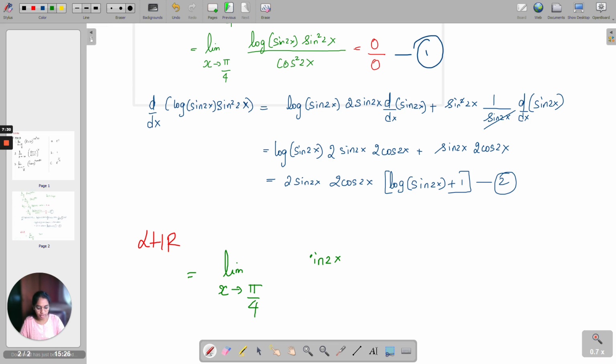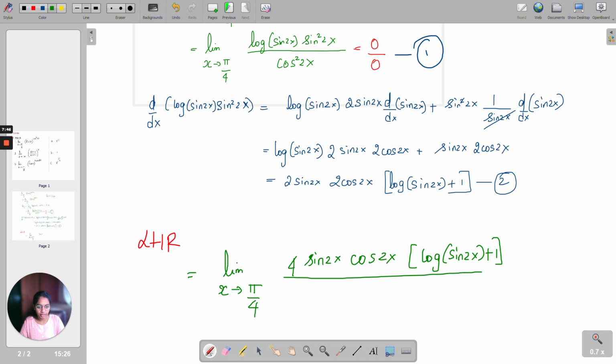So yes, 4 sine 2x into cos 2x into log of sine 2x plus 1, divided by, yes, what is differentiation of cos square 2x? Differentiation of cos square 2x is, so you would get 2 cos 2x, yes, and then differentiation of cos 2x.